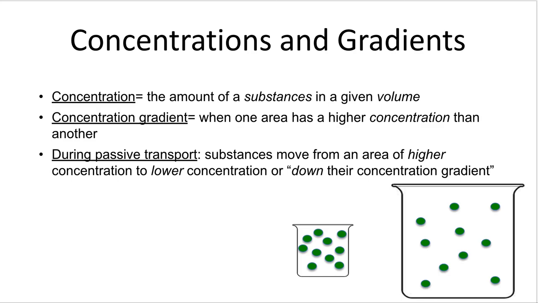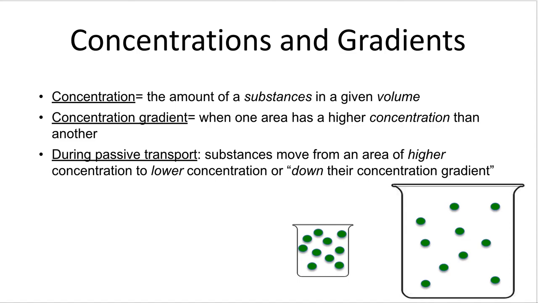Before we talk about diffusion, let's clarify some terms. Concentration is the amount of substances in a given volume. So if you look at this picture on the bottom, there's two beakers. Each of them have 10 particles in them. However, the beaker on the left is really small and the beaker on the right is really big. The beaker on the left is more concentrated. There's more substance in a given volume. That is, the particles are more bunched together. It's more crowded, it's more concentrated, whereas the one on the right is less concentrated.